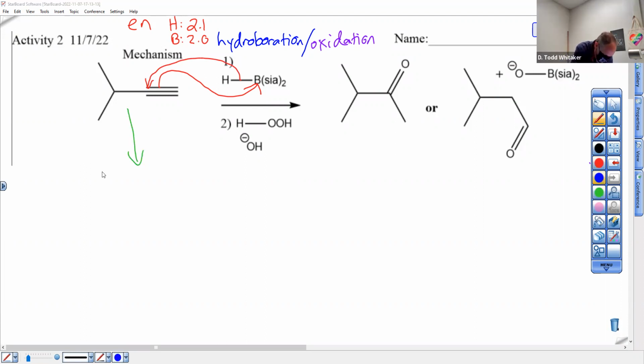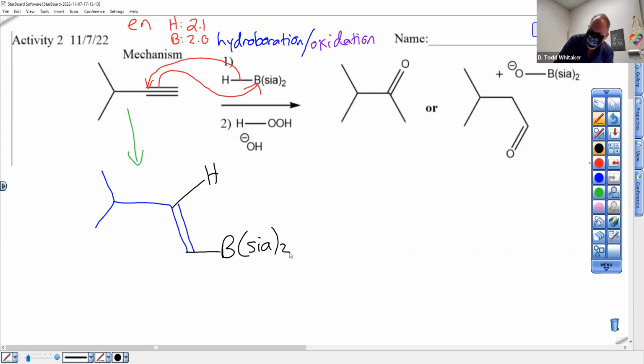If both bonds are done in 1 step, they will be on the same side. The H, more electronegative, on the more substituted carbon. The B, less electronegative, on the less substituted carbon. That's Markovnikov regioselectivity. They both got delivered to the same side. That's syn stereoselectivity.